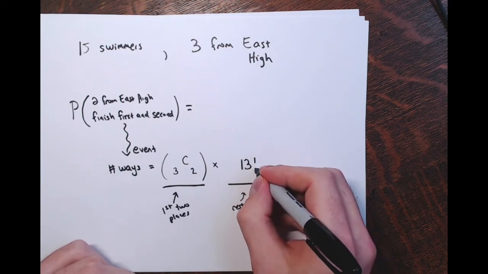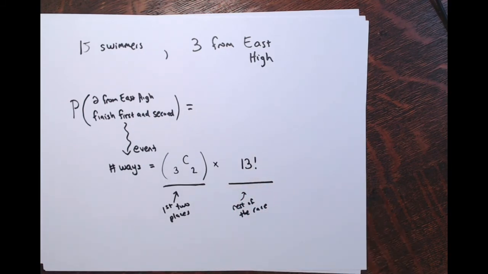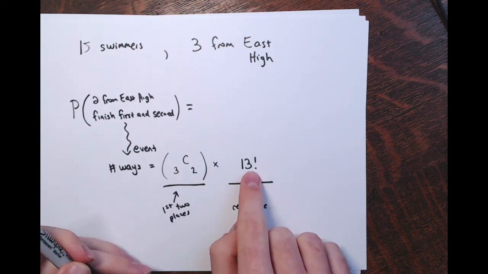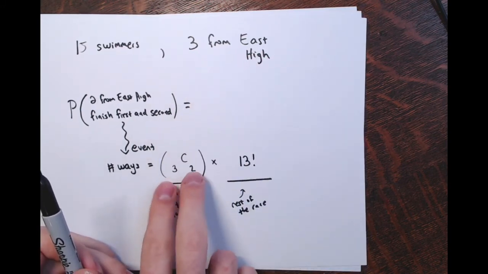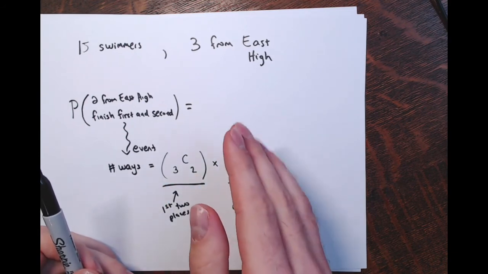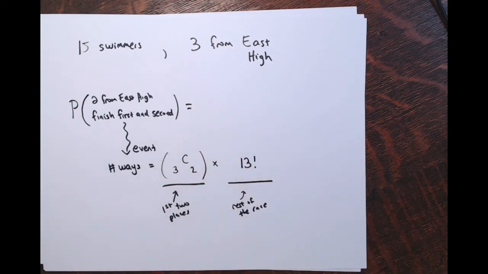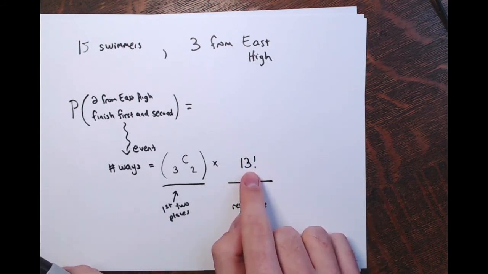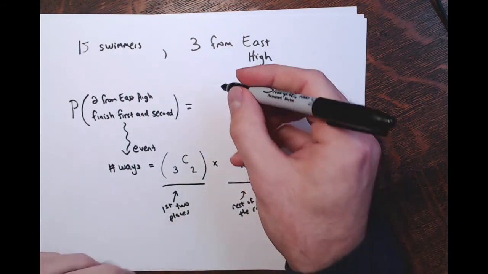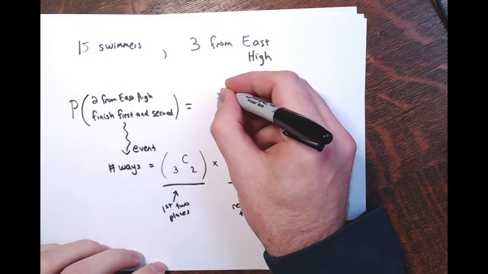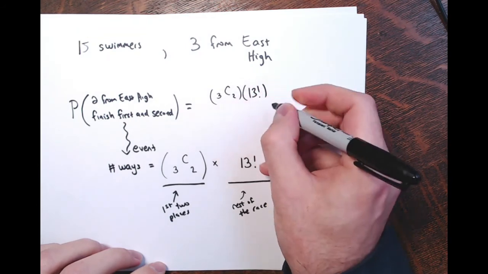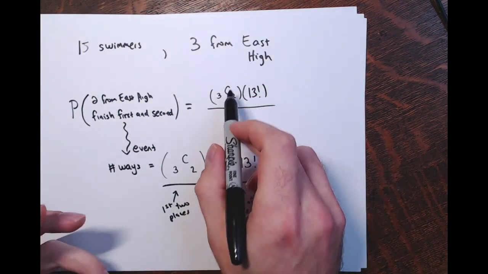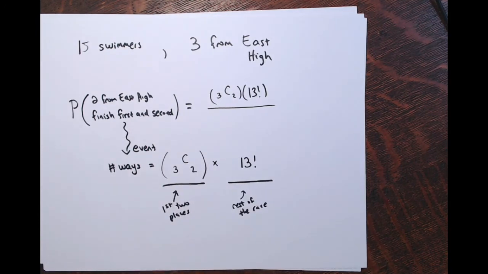Now, how many different ways can they come in? Remember, that's 13 factorial, because I picked 2 of these people to go in the first and second place, and then the remaining 13 swimmers can go in any rearrangement. This just takes care of all the rearrangements of those other 13 swimmers. So that's going to be in the numerator: 3 choose 2 times 13 factorial. Again, picking 2 people from East High to finish first and second, and then rearrange the rest of the 13 swimmers after I pick 2 of them.